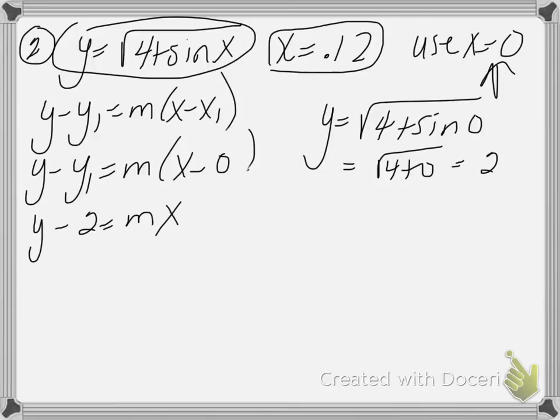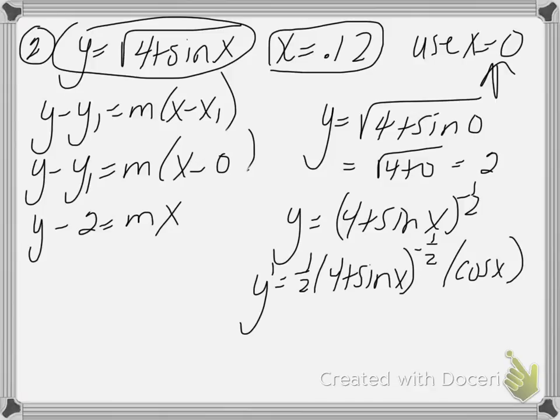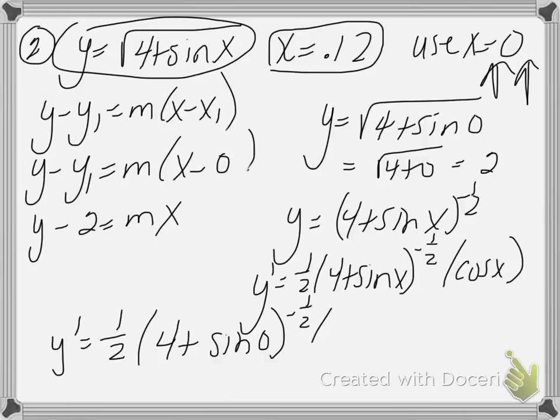Now we need the slope. So we're going to rewrite y equals 4 plus sine x all to the 1/2 power. Now we're going to need a chain rule. Bring down the 1/2, keep the inside to the negative 1/2, and then the derivative of the inside. Okay, and we need to find the derivative when x is 0. Okay, so I'm going to put 0 in here for x. And again, I'm going to put 0 in for x.